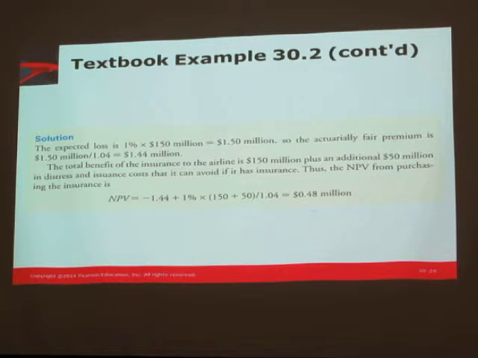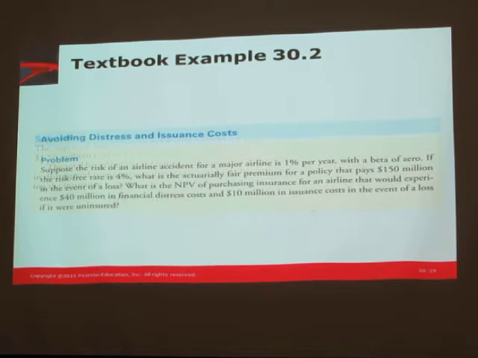480,000, 0.48 million. We got how much the insurance would cost us, our premium, right? What did we add on here? We added on another 50 million, right? What was that 50 million? 40 in financial distress and 10 million issuance costs. Okay? What would be the event of a loss if we were insured? $40 million.